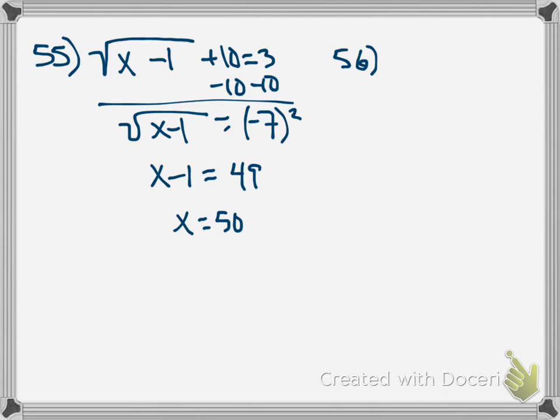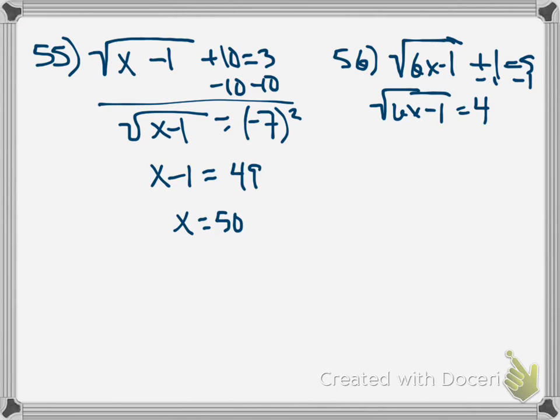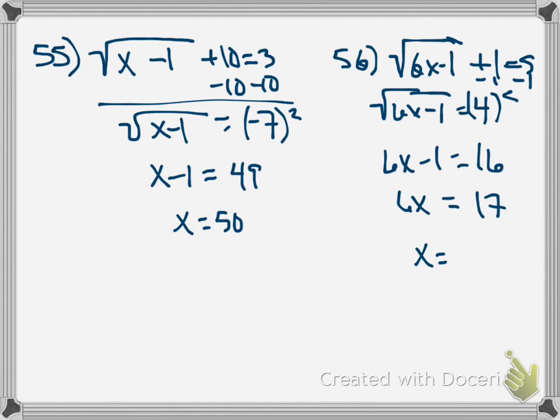56 is similar. Square root of 6x minus 1, plus 1 equals 5. Subtract 1 from both sides, and you've got the square root of 6x minus 1 is equal to 4. Then square that, and you've got 6x minus 1 equal to 16, because we squared. Then 6x is equal to, add 1, 17. And then divide by 6, and you get 17 over 6.